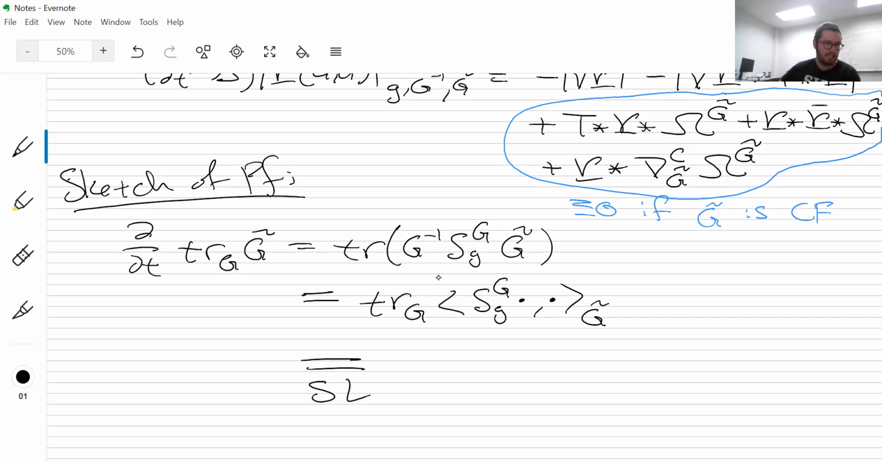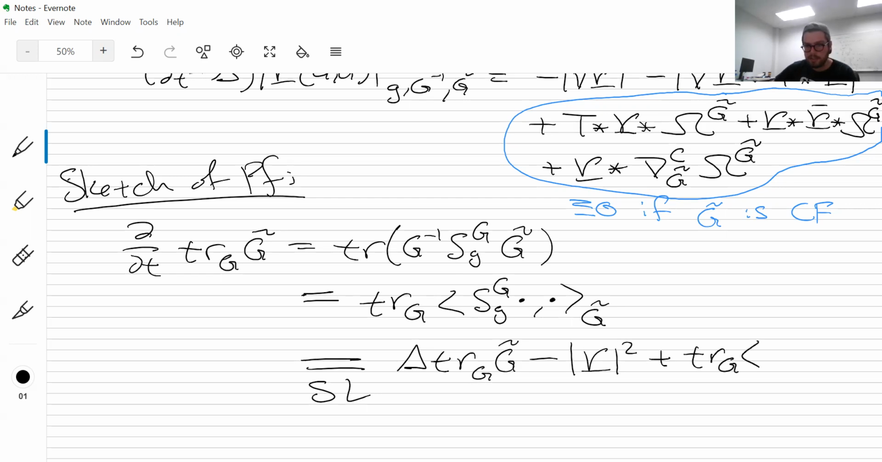The Schwarz lemma says that the Laplacian of trace G tilde, minus our nice positive epsilon squared term, plus trace G of the background second term Ricci curvature, minus this guy, is equal to 0. So you can swap this stuff in for that. And that's exactly the evolution equation that we asserted.